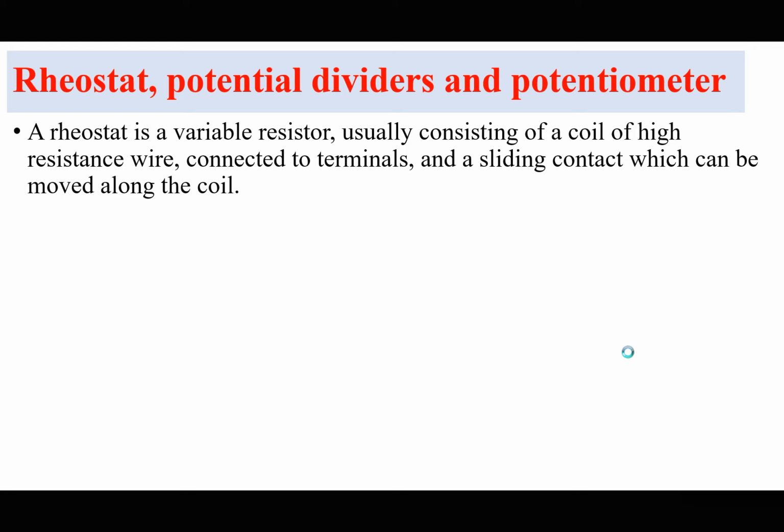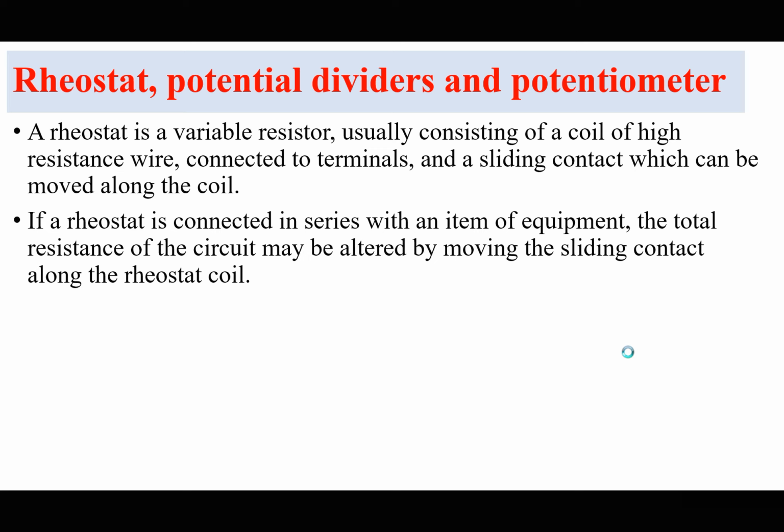I showed you the rheostat, I think that was in lesson 3 or lesson 4. So if a rheostat is connected in series with an item or equipment, the total resistance of the circuit may be altered by moving the sliding contact. So a rheostat has a sliding contact. Maybe I can show you a rheostat in the second slide. But we know that a rheostat is connected in series with an item of equipment, and we are going to see the total resistance of the circuit could easily be altered by just moving the sliding contact of the rheostat, as we are going to see in our next slide.